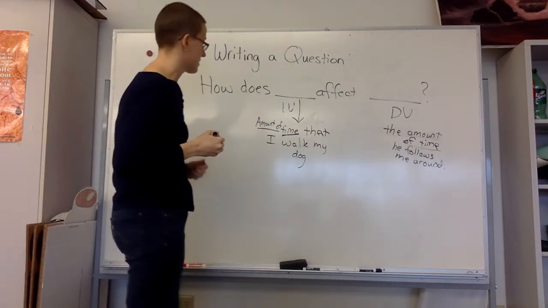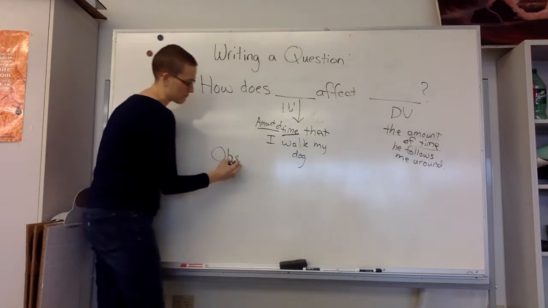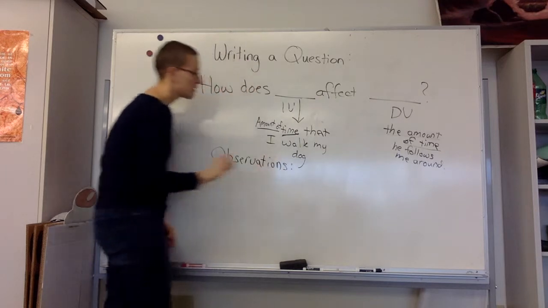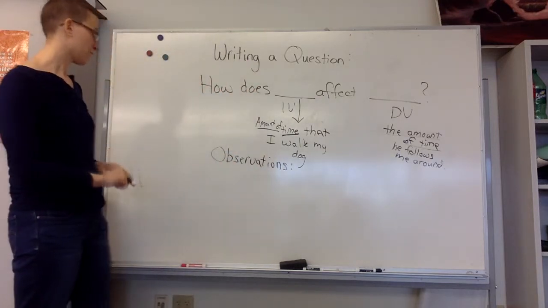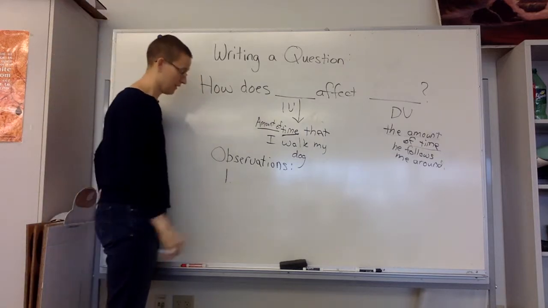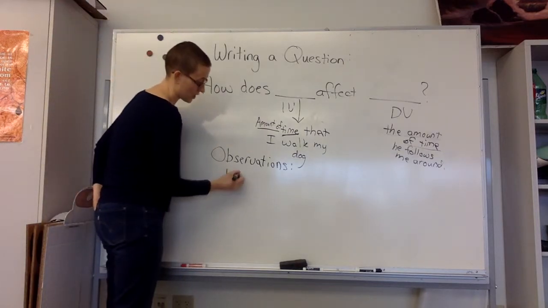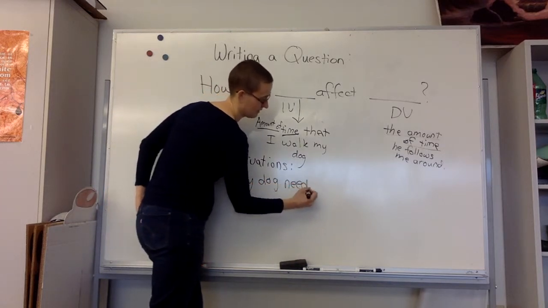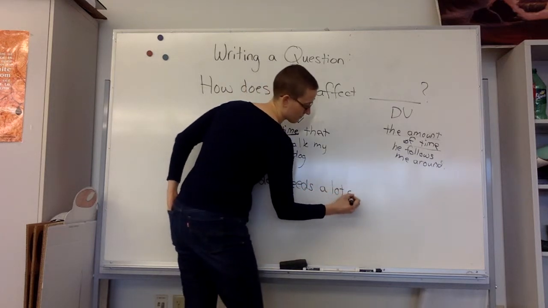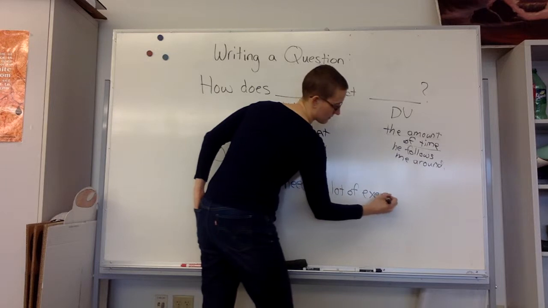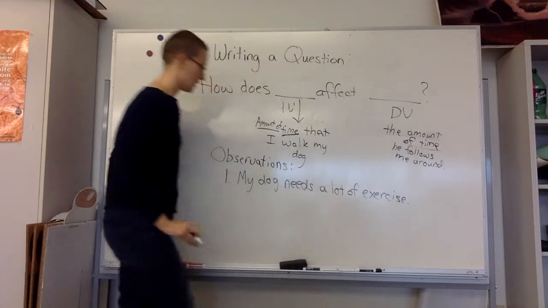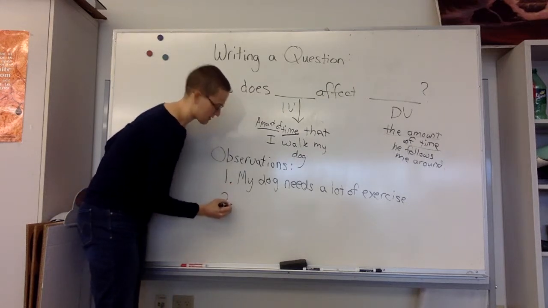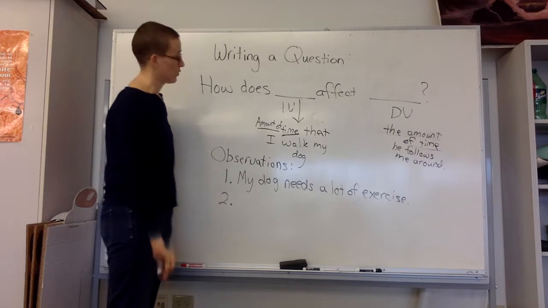So after I have a question, the next thing I'm going to do is write my observation. Now my observations are things I already know. For this project, we're going to want 3 of them. So the first observation I'm going to make is that my dog needs a lot of exercise. Okay, he needs a lot of exercise. That's actually why my dog came to live with us, because we like to exercise and we get him a lot of exercise compared to his old home.